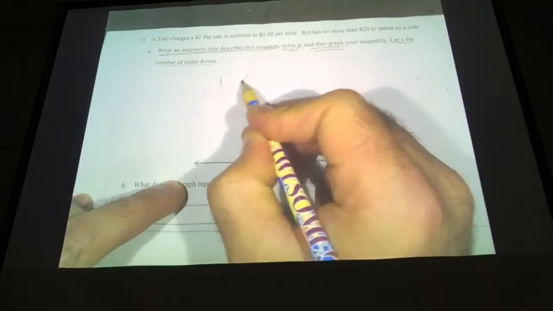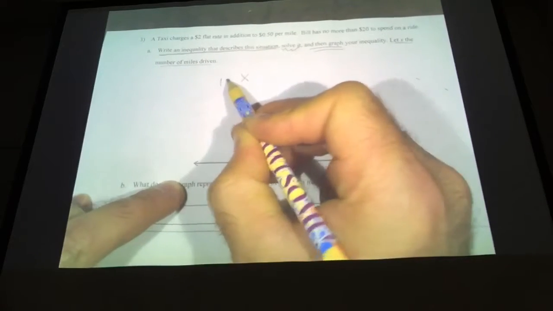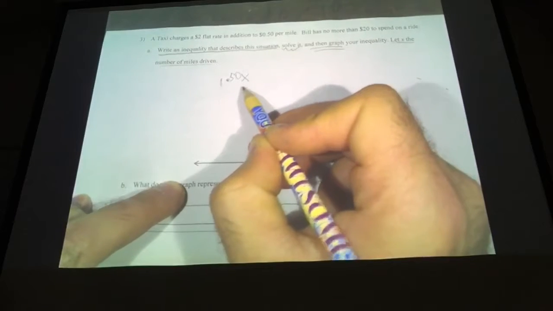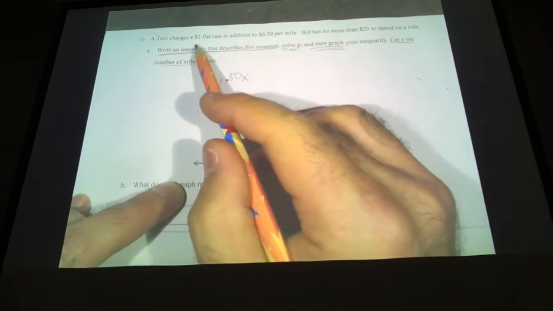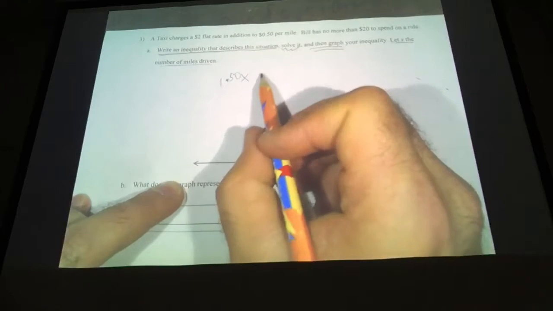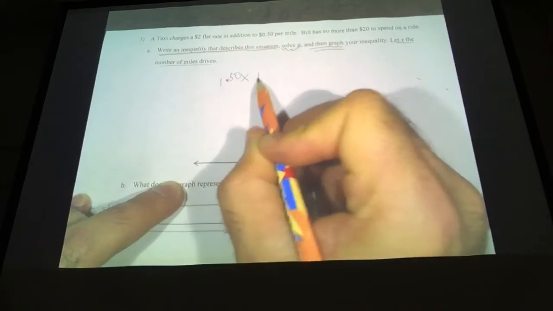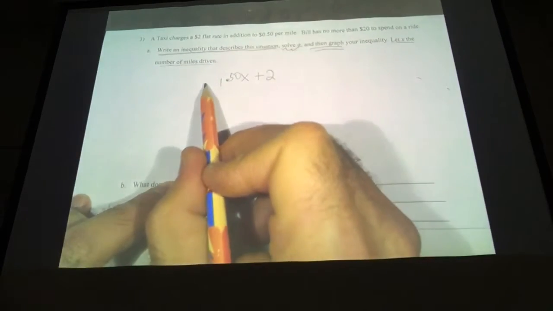So once you know the number of miles, you're going to go ahead and multiply that with 0.50, because that's the amount of money that you're going to be spending on just the miles. But again, like I said, he charges a $2 flat rate, and because of that, that means just for sitting in the cab, even if he doesn't drive anywhere, you have to pay $2. Okay? Now we are going to be comparing this to 20.